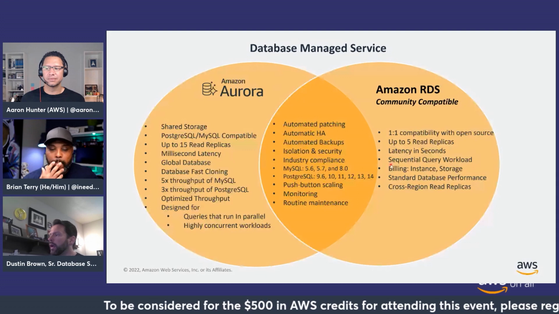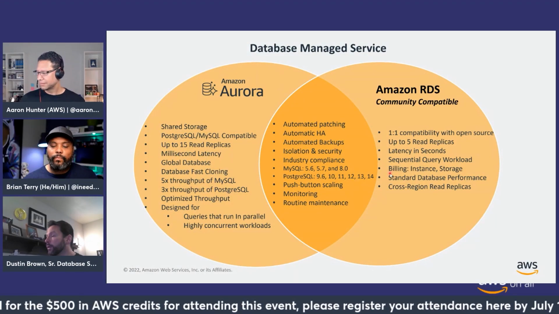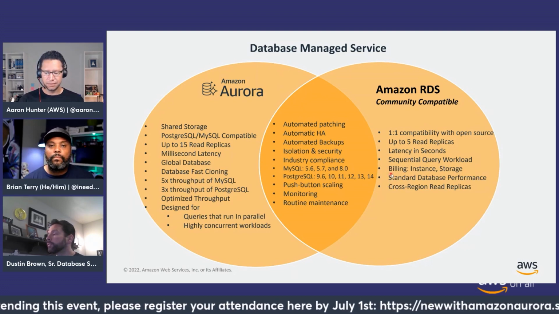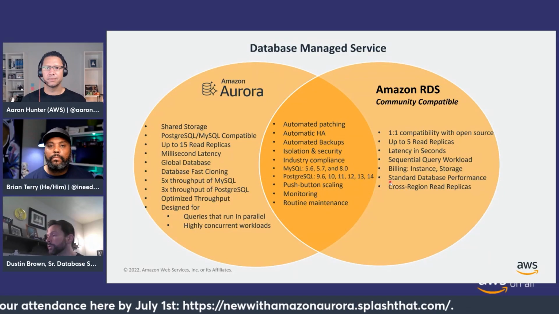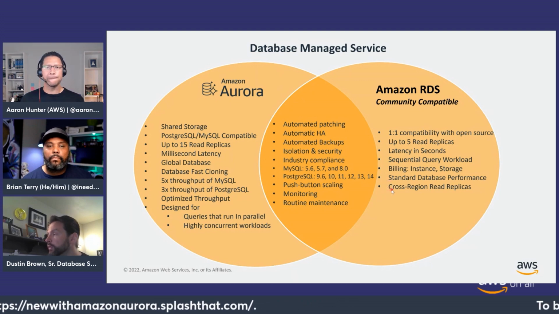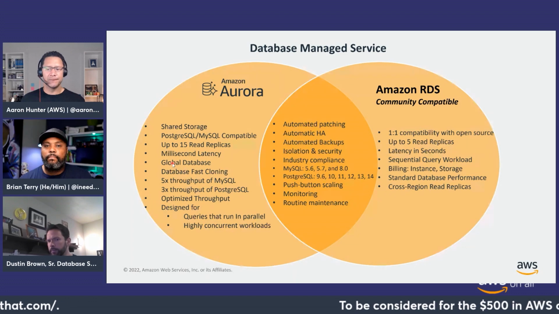We'll talk about some of the anti-patterns for Aurora. The billing side of things, we'll get into a little bit more about how you're billed on RDS versus Aurora. RDS is built for standard database performance. Again, it's what you're used to with your EC2. It's what you're used to on-premise. We do offer cross-region read replicas that are more limited in comparison to global database, and we'll talk a little bit more about that in a minute.